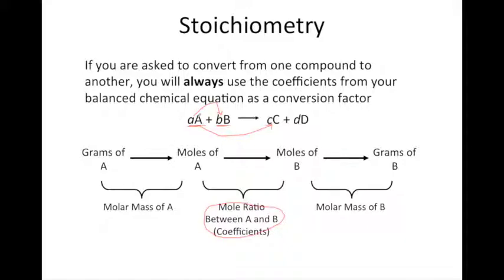So here, if we want to convert from A to B, we would start with grams of A. If we were given the mass of A, we would convert that to moles. Then we must use that molar ratio to get from moles of A to moles of B. And then once we have moles of B, if we're asked to get to grams of B, we would use the molar mass. Okay? But regardless, you'll always use this molar ratio given by your balanced chemical equation. That's the heart of every stoichiometric calculation.